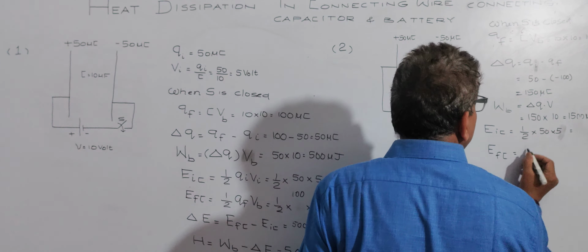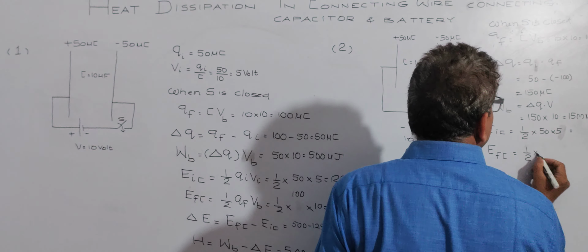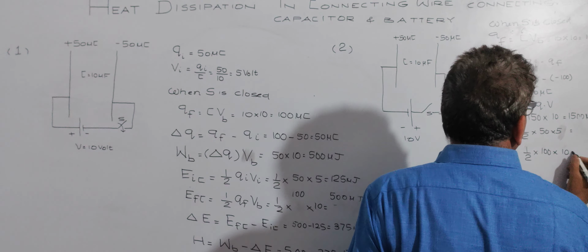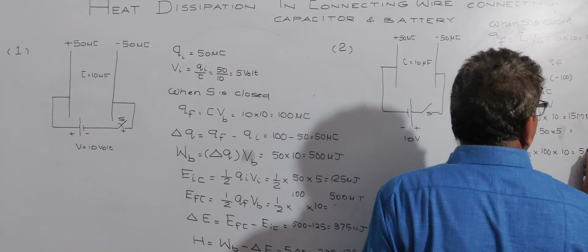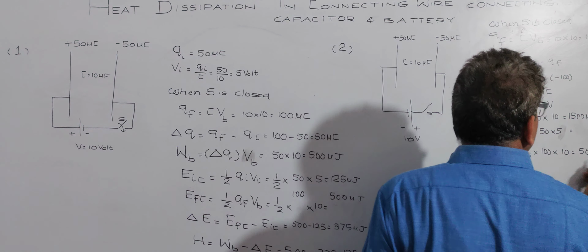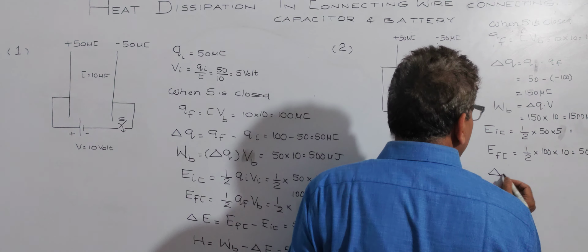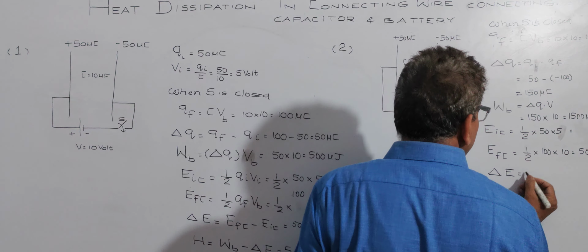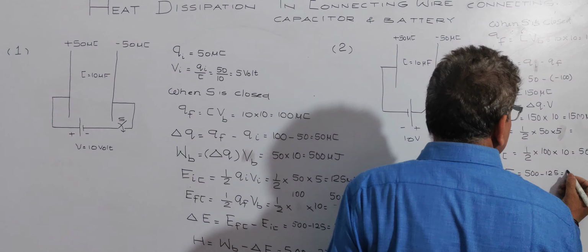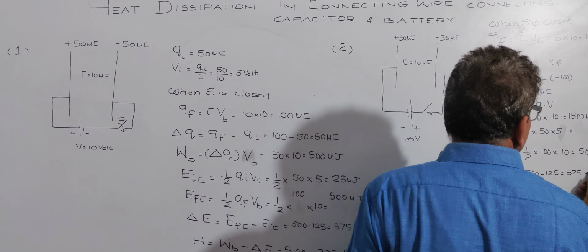Now the final energy stored in the capacitor: the final charge is 100 and the potential is 10, so I can say 500 microjoule, right? Now I can find out what the increase is. The increase is nothing but 500 minus 125, that is 375 microjoule increased.